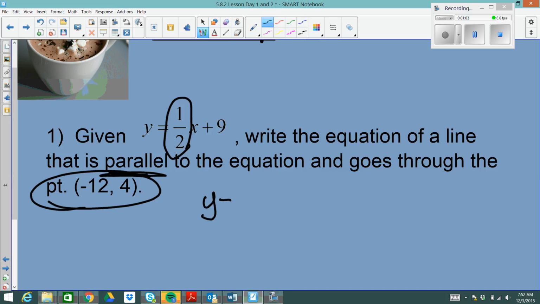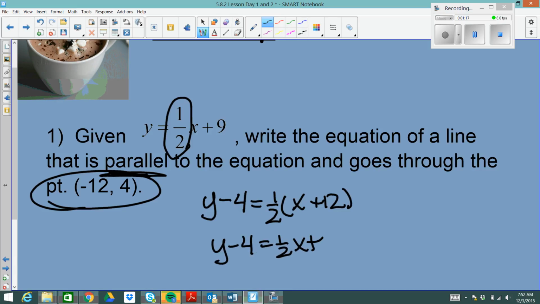Y minus our y coordinate equals our slope times the quantity x minus our x coordinate, so plus 12. Distribute the 1/2. We get y minus 4 equals 1/2 x plus 6. Add the 4 over, we get y equals 1/2 x plus 10. Nice review since our test is coming up next week.